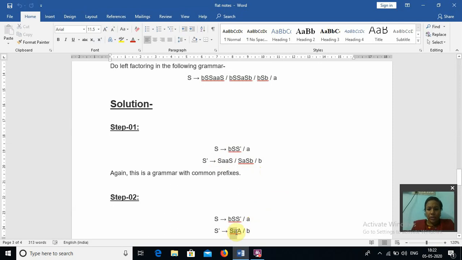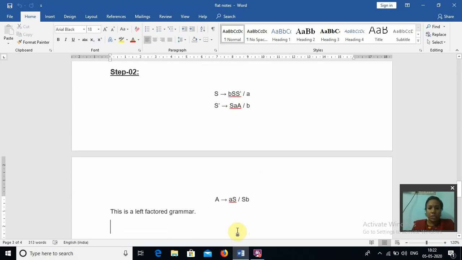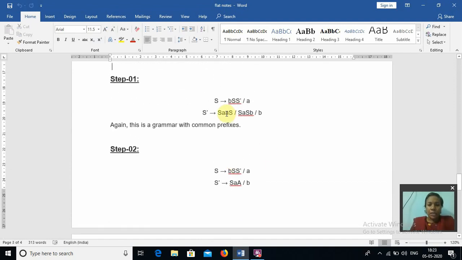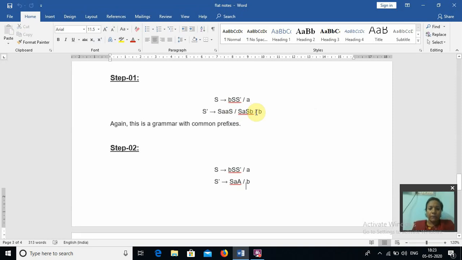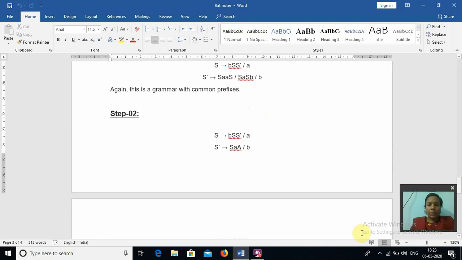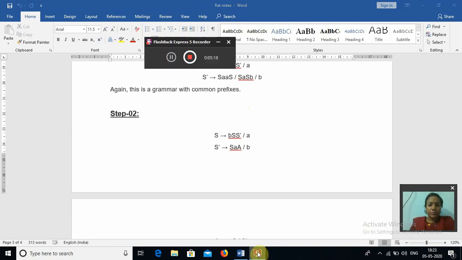Sa as a common prefix and A as a new non-terminal. Then we have to define what A is. A is nothing but aS, SB, the leftover parts. After Sa, the leftover parts are aS as well as SB, which we can define here. Okay, so this is about left factoring. Thank you.